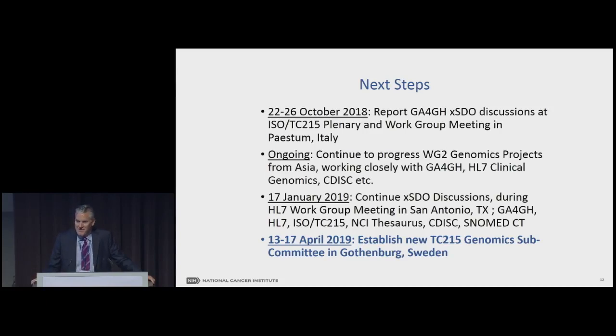So next steps. The next TC215 meeting is in a couple weeks in Italy, so I will go and report about what I've learned here at GA4GH and the CrossSto discussions, and I will report there in Italy. We will continue to progress, obviously, the Work Group 2 genomics projects, keeping in mind what I've learned here at GA4GH this week, because we want to make sure we're working closely with GA4GH. We don't want to go this road alone. Actually, none of us want to go the road alone.